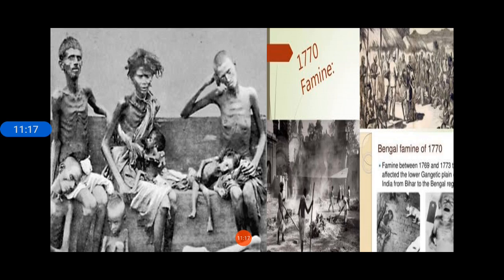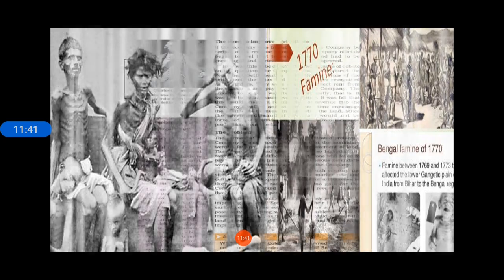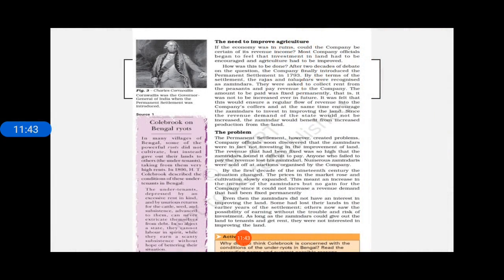And now the English East India Company, the Britishers, started working in a systematic approach to collect the land revenue. Their final aim was to collect the maximum amount of revenue. They had nothing to do with the condition of the poor farmers, the poor artisans, the poor weavers. So this was the scenario in the year 1770. And now finally the English East India Company introduced the main types of land revenue system in India.